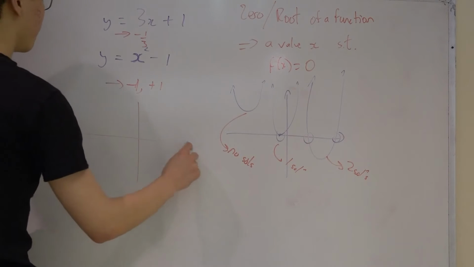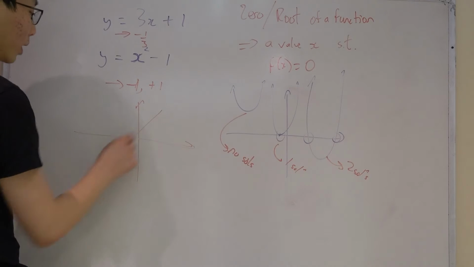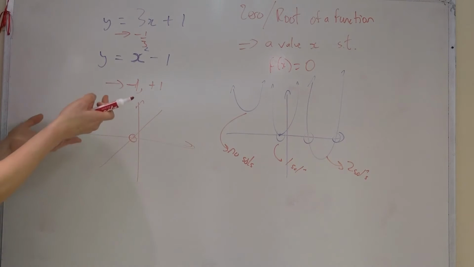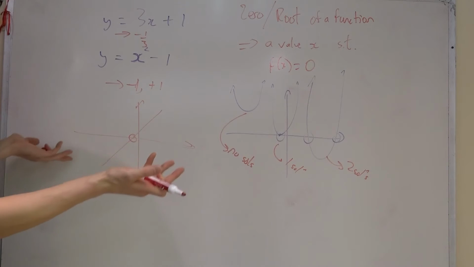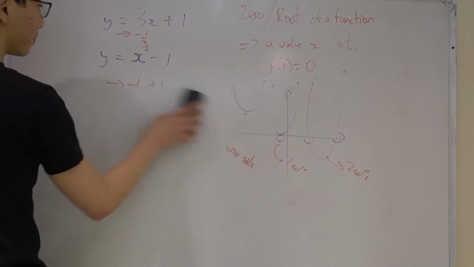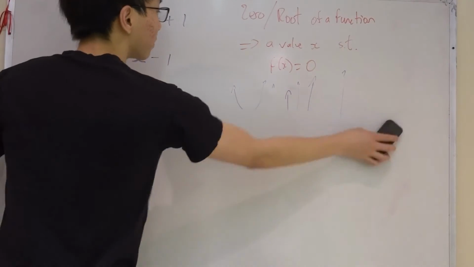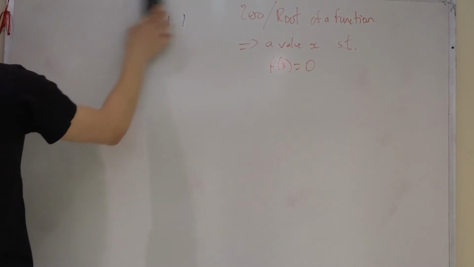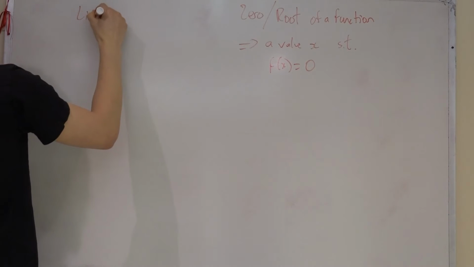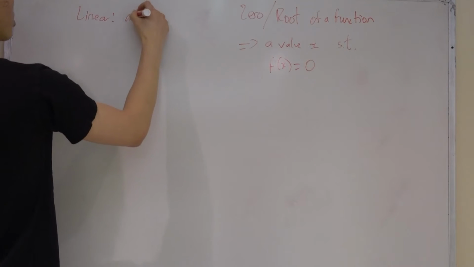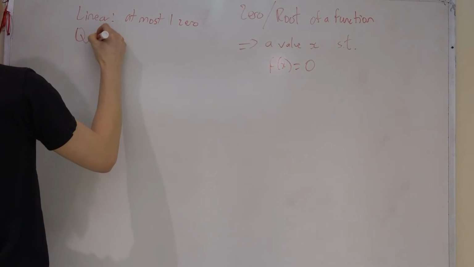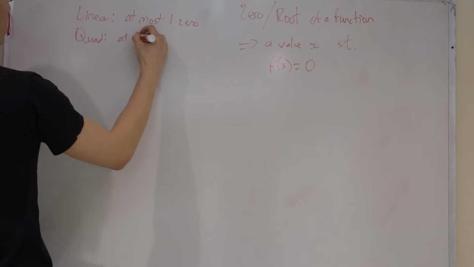Similarly, for a line, we can only have really one zero. There's no way to change it so that you have, for example, 2 zeros. It's just not possible. So let's note this down. For the line, we have at most 1 zero. For the quadratic, which I'll just write as quad, we have at most 2 zeros.